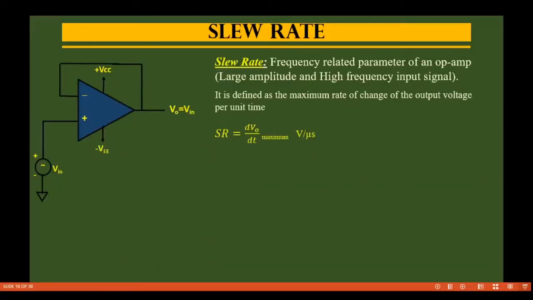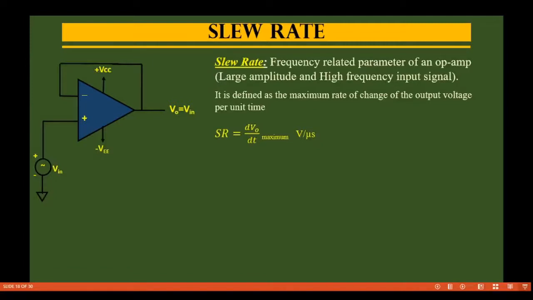Now the next important property of the operational amplifier that we'll see is the slew rate. The slew rate is a frequency related parameter that we usually use for the op-amp. This is for large amplitude and high frequency input signals. It is defined as the maximum rate of change. Let's come to its definition, right? So it is defined as the maximum rate of change of output voltage per unit time.